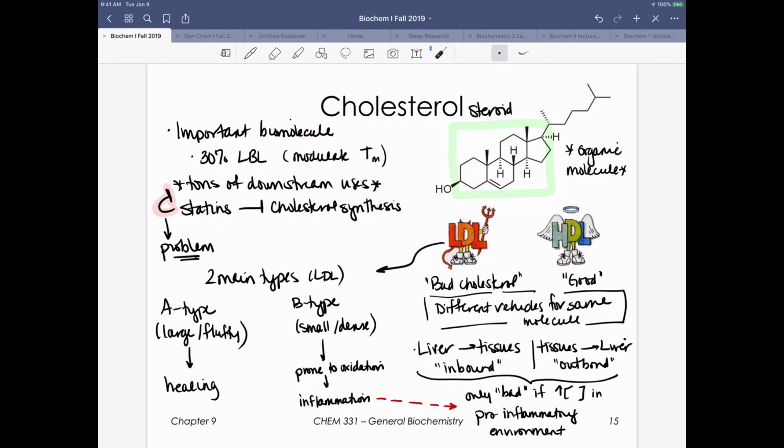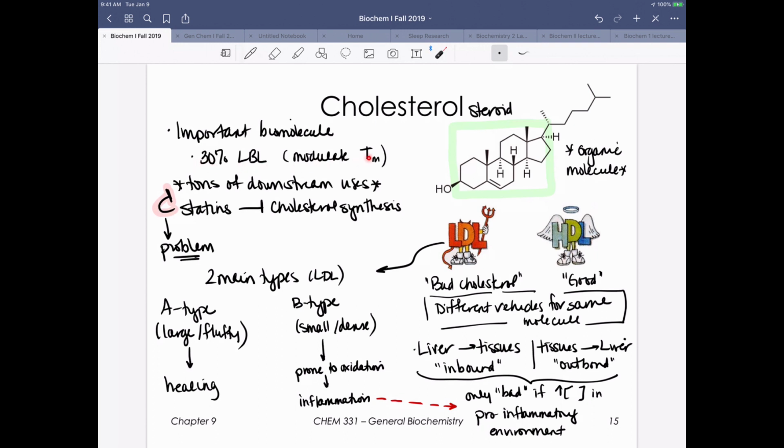So again, we highlighted that cholesterol is a really important biomolecule. We hear about cholesterol being good or bad, or the good cholesterol and the bad cholesterol. I want to highlight that cholesterol is an organic molecule. This is the structure of cholesterol. We can see it's a steroid backbone, and that's going to become important because it's actually a precursor for lots of hormones that you need in your body. But it is an organic molecule. What makes it quote unquote good or bad is the vehicle that it's part of, and again, only if it's in high concentrations and in what we call a pro-inflammatory environment is it really considered bad.